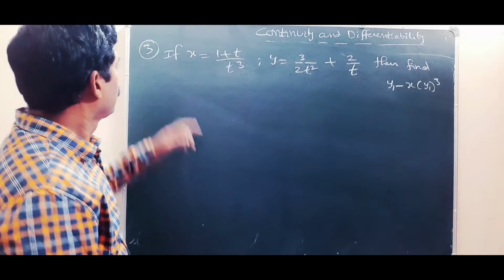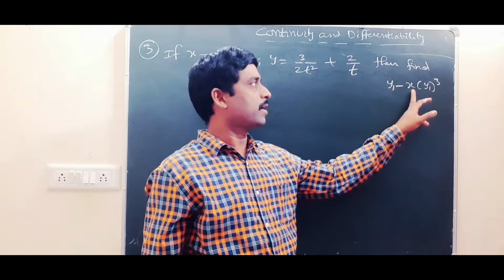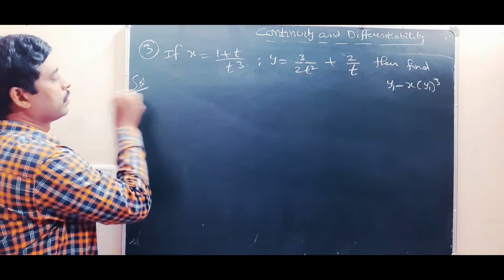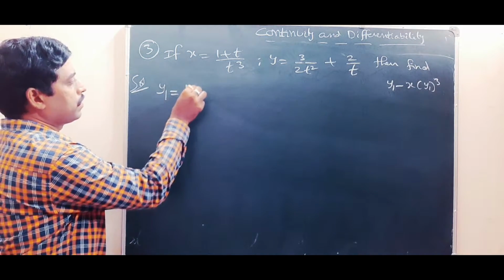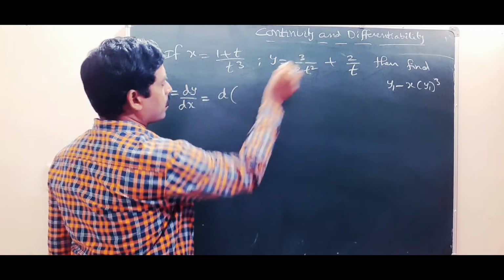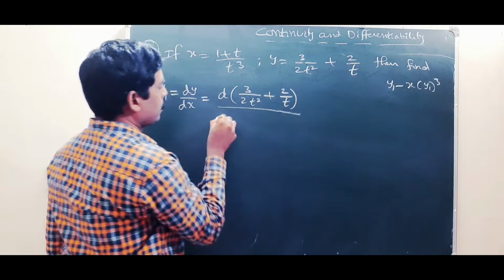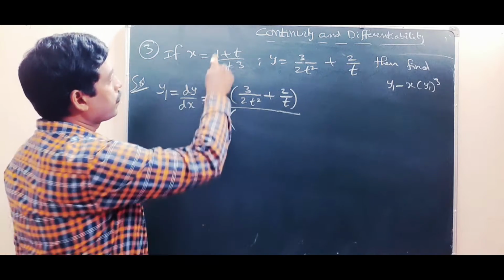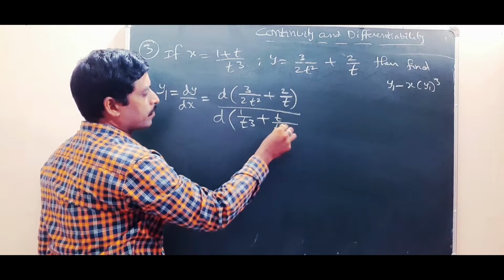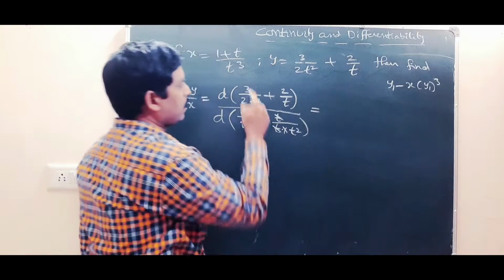Okay, look at the next question. If x and y values are given, then we have to find y1 minus x into y1 whole cube. First we have to find y1. y1 is nothing but dy by dx. So derivative of y. What is the y value given? 3 by 2 t square plus 2 by t, by derivative of x. X value is 1 by t cube plus t by t cube. Okay, t by t into t square, t gets cancelled. It will be 3 by 2 constant.